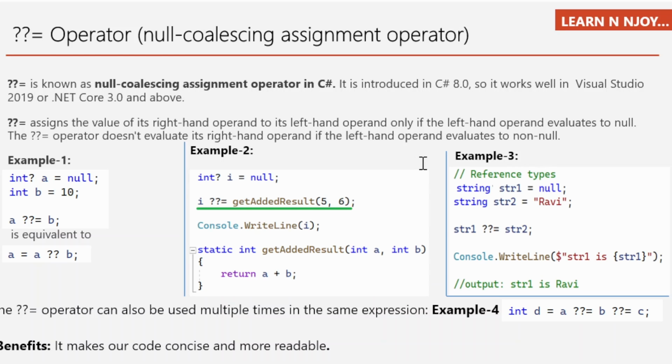I mean value type in the sense of nullable value type, right? So the benefit, if you see, is that it makes our code concise and more readable, right? So that's why we use the null coalescing assignment operator. Okay, let's move to the next operator.